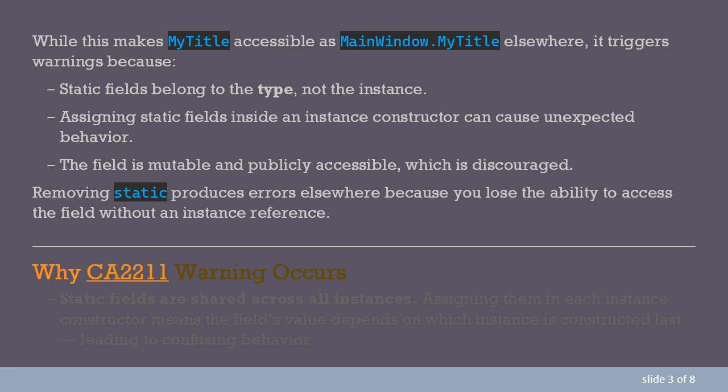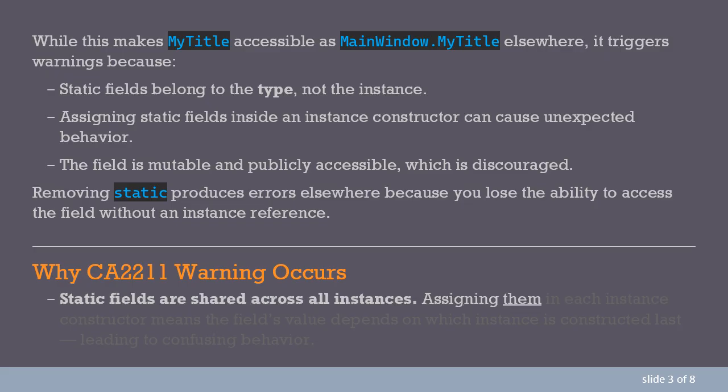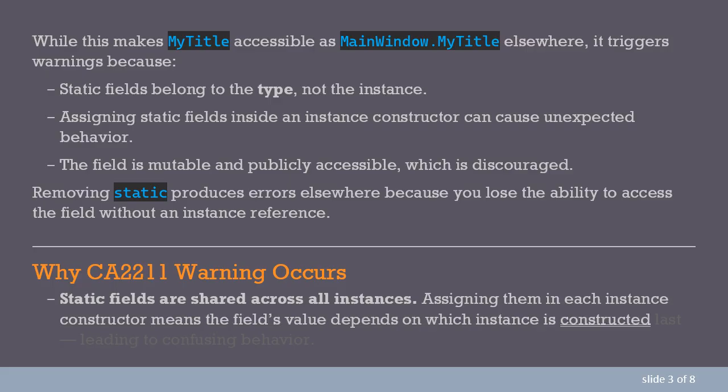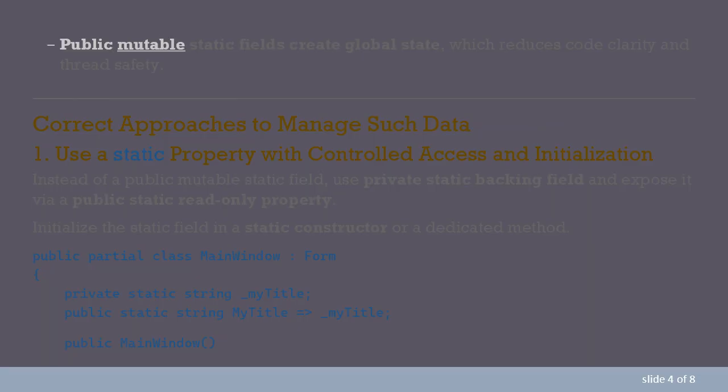Why the CA2211 warning occurs. Static fields are shared across all instances. Assigning them in each instance constructor means the field's value depends on which instance is constructed last, leading to confusing behavior. Public mutable static fields create global state, which reduces code clarity and thread safety.